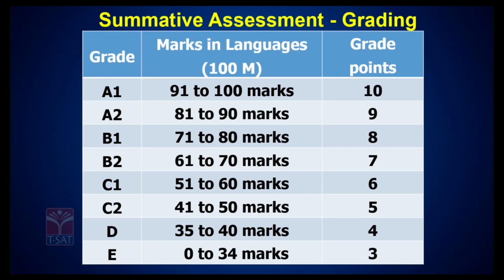You know, the difference between 91 and 92 or even 97, 99, it is nothing to do with CCE, because a child who scores 91 will be awarded A1, and a child who scores 99 or even 100 marks also is awarded A1. So, CCE opens the doors for healthy and congenial competition.